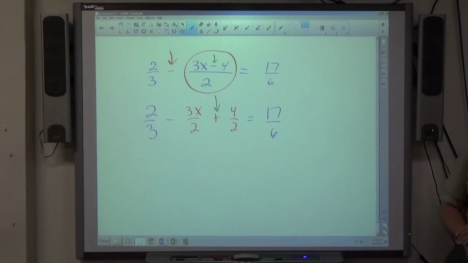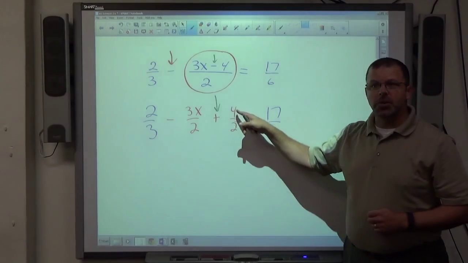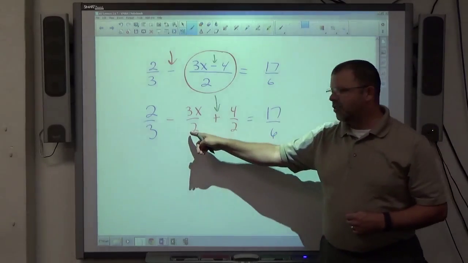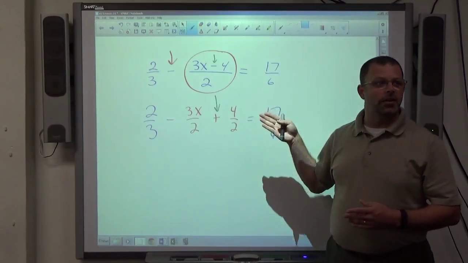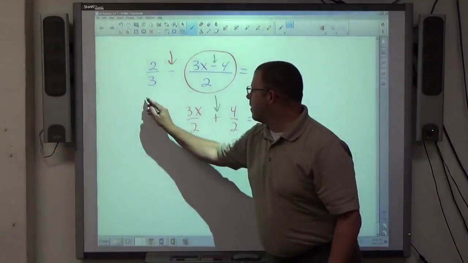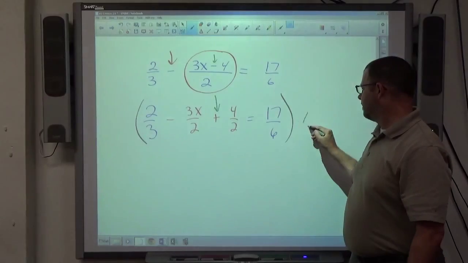I think everybody probably, as I wrote it down, saw 4 over 2 equals 2. We're getting rid of the fractions in the next step anyway. There's already a 2 on the bottom, so making that into 2 is not going to make it any simpler, so leaving it 4 over 2 is fine. Least common denominator of all these fractions is 6.